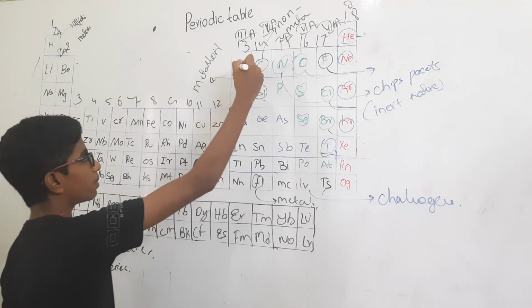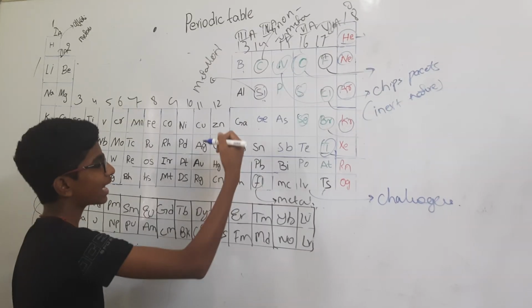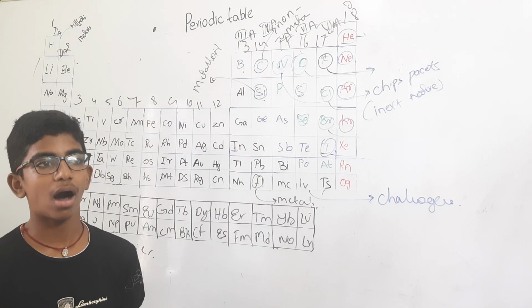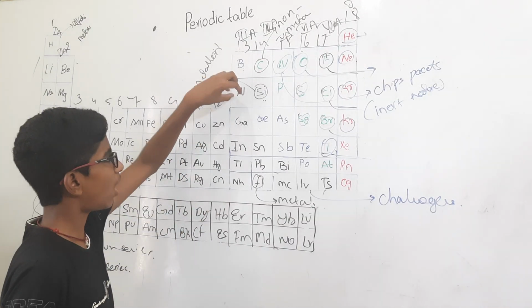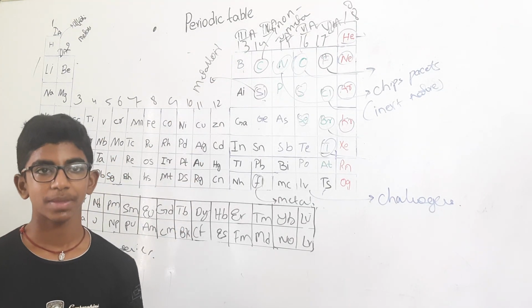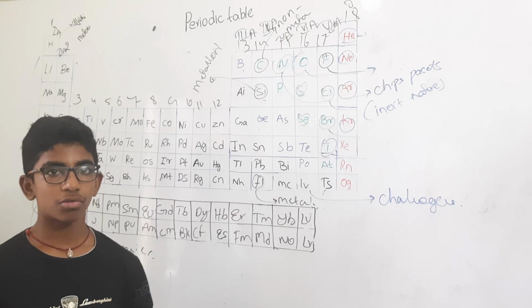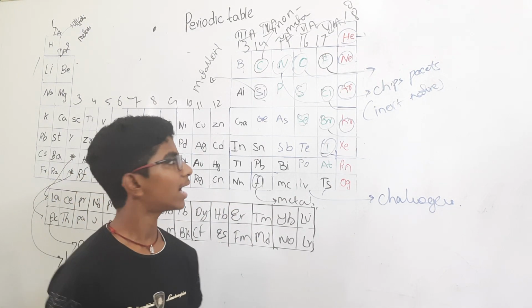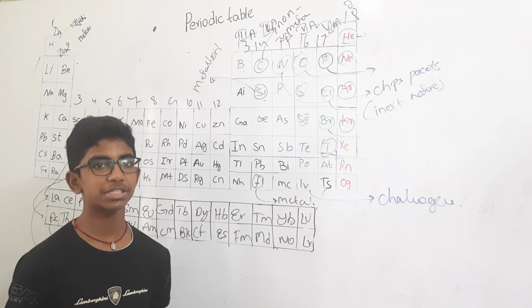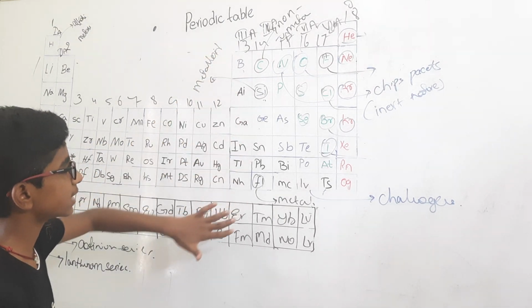Next, the 3rd A group is boron, aluminum, gallium, indium. These elements are also very useful. In this, aluminum is more useful for us, because from aluminum we make cooking utensils, aluminium seals, aluminium foils, and like that.